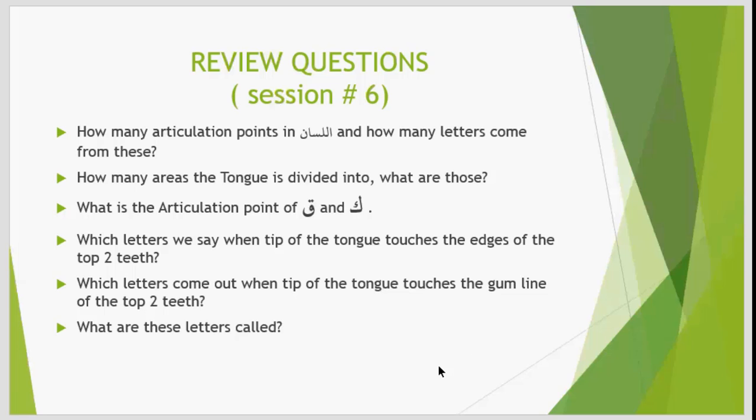Okay, so let's review the previous class, inshallah. The first question is, how many articulation points in al-lisan and how many letters come from these places? Yes, 10, mashallah. Barakallahu feek. Yes, 10 articulation points and 18 letters. Alhamdulillah. Okay, how many areas is the tongue divided into?